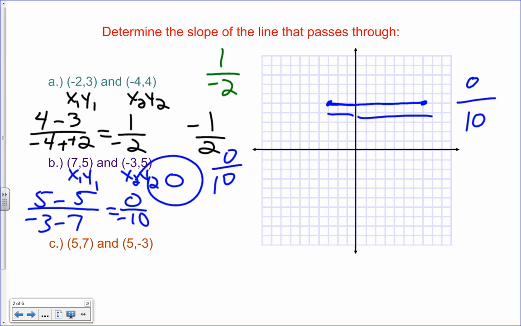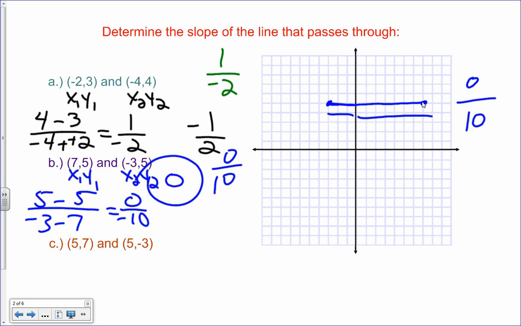The question is, on a test, could we write it as no slope instead of 0? I would actually prefer that you put that the slope is 0. That's just a personal preference, because too many people get no slope and undefined confused. So tell me here that the slope is 0.